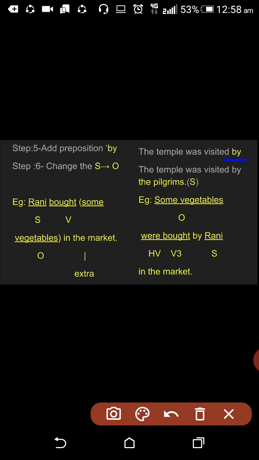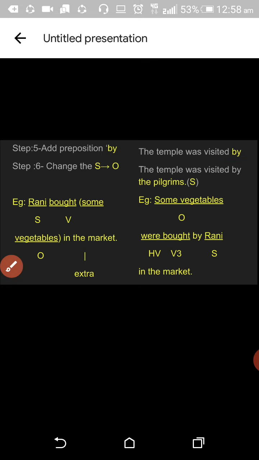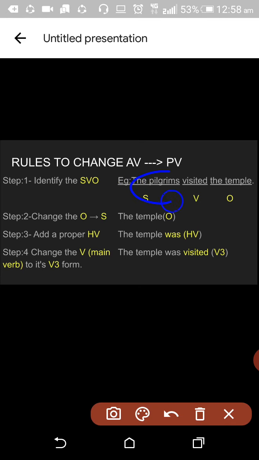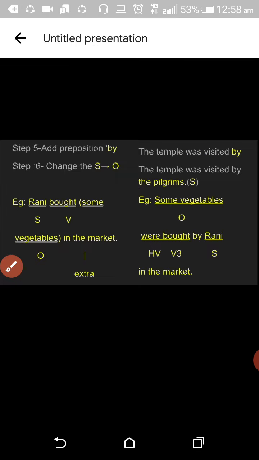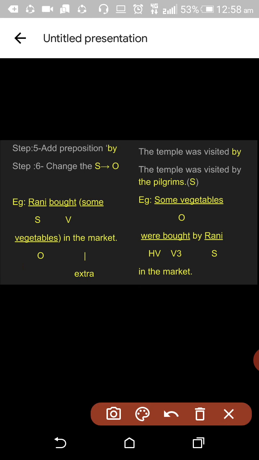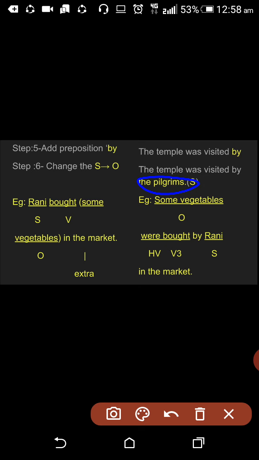So we have to change the subject of active voice to the object of passive voice. So the subject I have marked here.